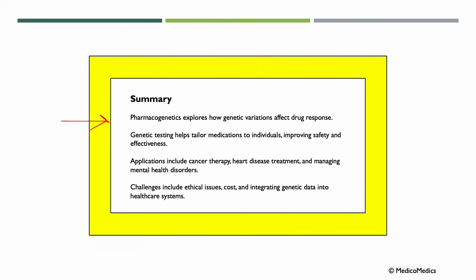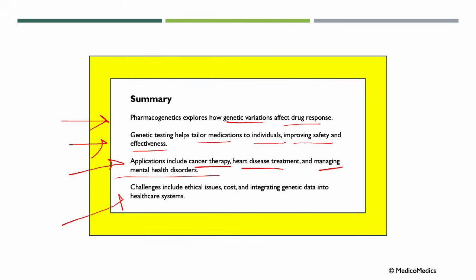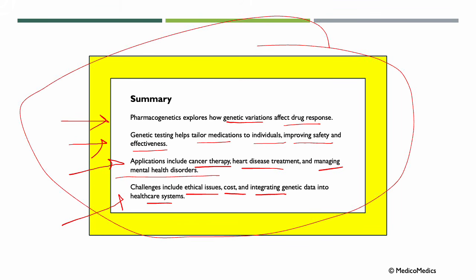So in summary then, pharmacogenetics explores how genetic variation affects drug response. Genetic testing helps tailor medications to individuals, improving safety and effectiveness. Applications include cancer therapy, heart disease treatment, and managing mental health disorders. Challenges include ethical ones, cost issues, and integrating genetic data into healthcare systems. So pharmacogenetics is about matching the right medicine to the right person using DNA, making treatments safer and more effective.